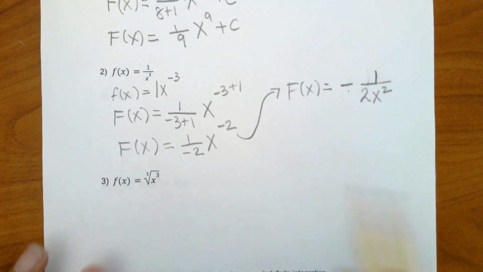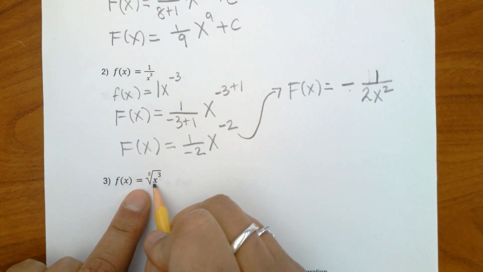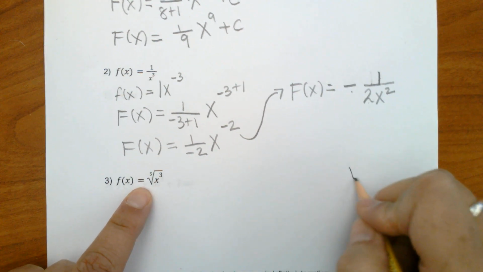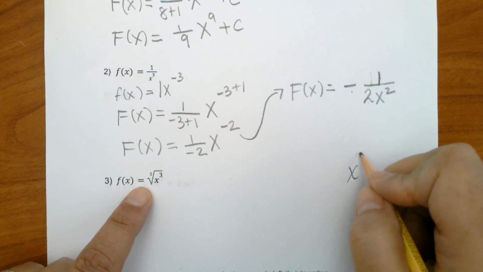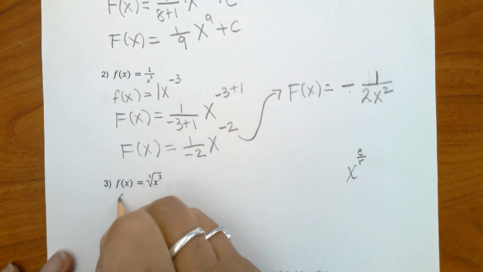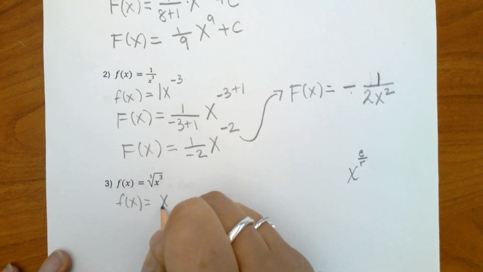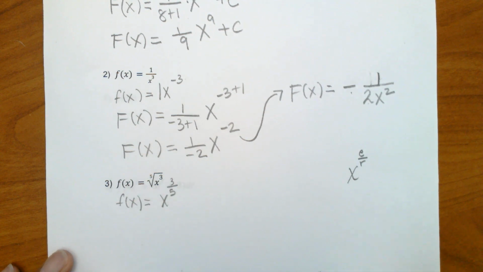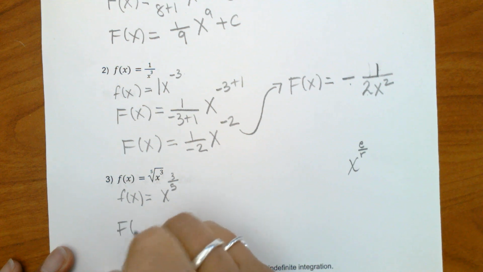Let's try the third example. So here we have f of x equals the 5th root of x to the third. We want to take the root symbol out. So remember, it's going to be x to the exponent divided by the root. So it's going to be f of x equals x to the 3/5. That's the exponent. Now we can take the antiderivative.